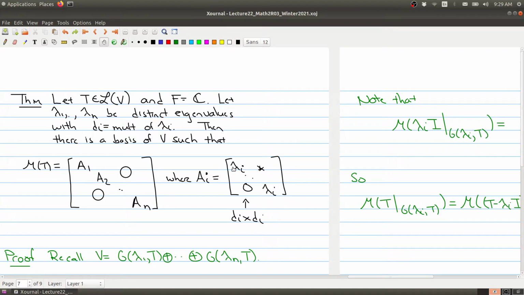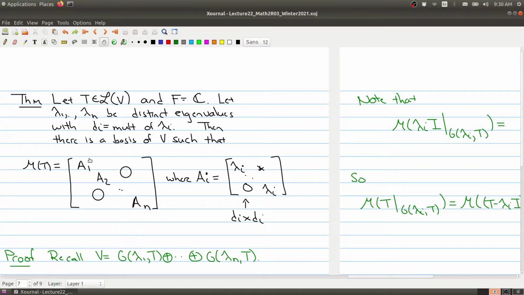A_i has to be a d_i by d_i matrix, where d_i is the multiplicity of lambda_i, and lambda_i appears on the diagonal d_i times. And then this is an upper triangular matrix. So you want to think of each of these A_i as being upper triangular matrices. If you think back at what we've been trying to do in chapter 8, we're trying to find bases so that the associated matrix has lots and lots of zeros. So we're getting there, right?